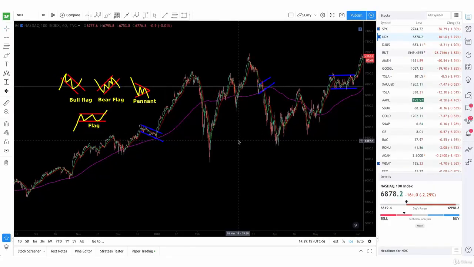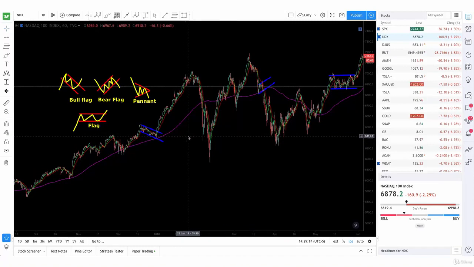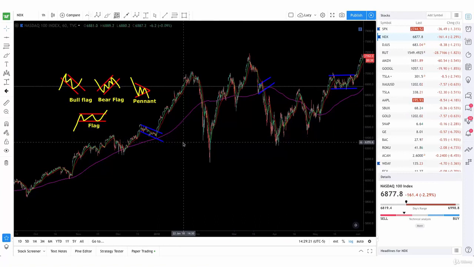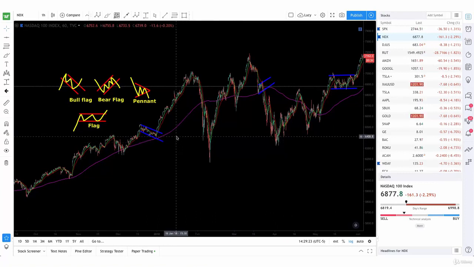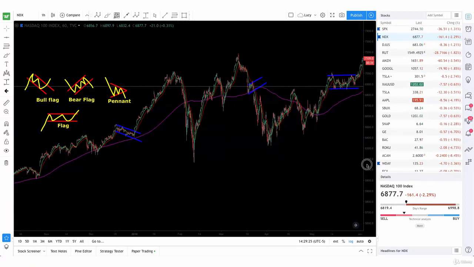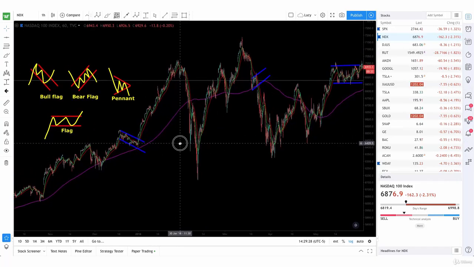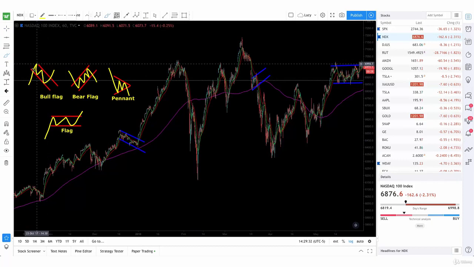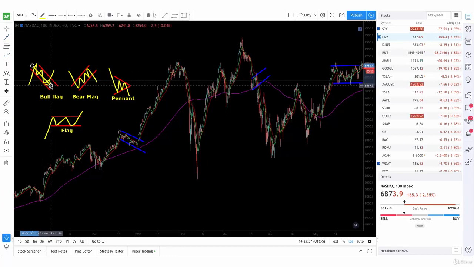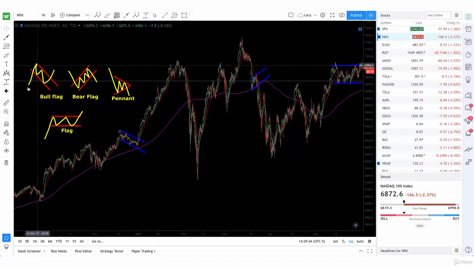All right, now we're going to be talking about flags and pennants. This could either be a reversal or a continuation pattern, depending on how it's going to manifest in the charts and the price action. So you can see right here on the left side, we have our bull flag, in which the price is going to be trending downwards within the channel. We expect it to actually break up and continue with an uptrend.